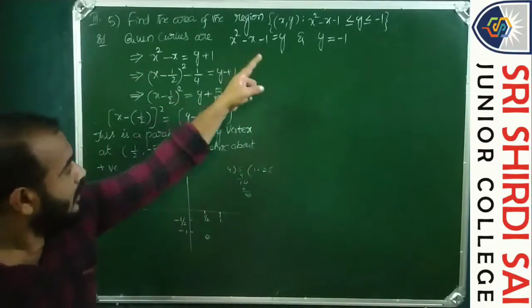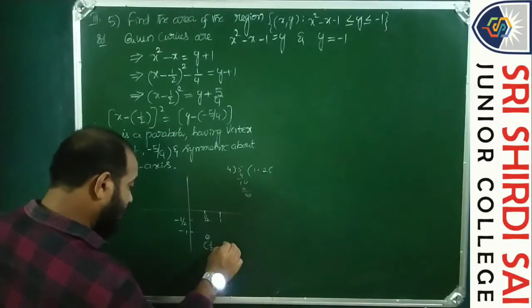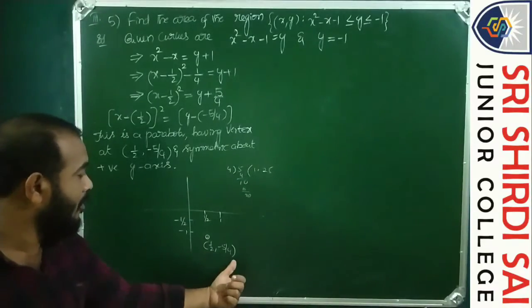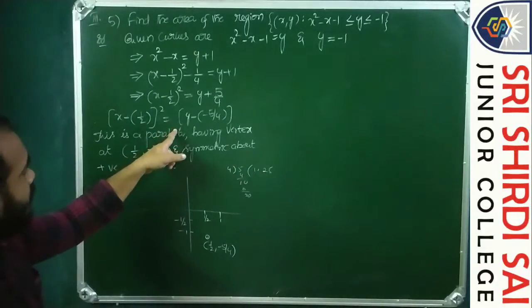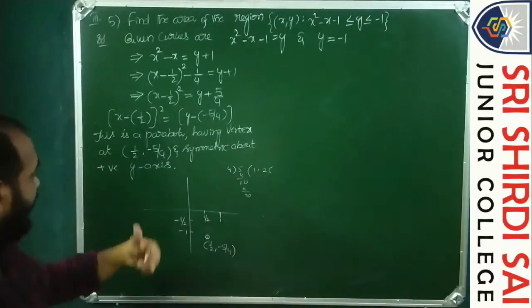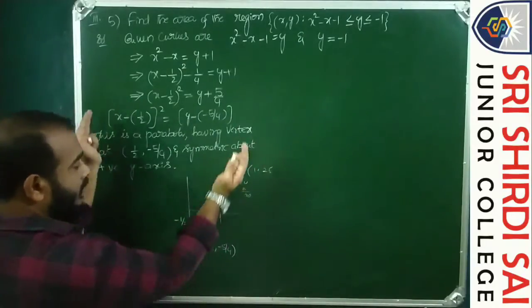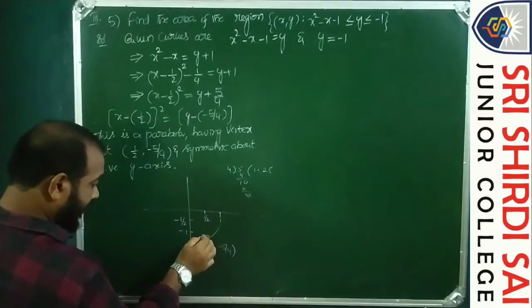So the parabola having vertex at 1 by 2 comma minus 5 by 4 and open upward, since x power is even, symmetric about the y axis. So for example, this is the y axis, an upward parabola. So in the same fashion, it will be like this.